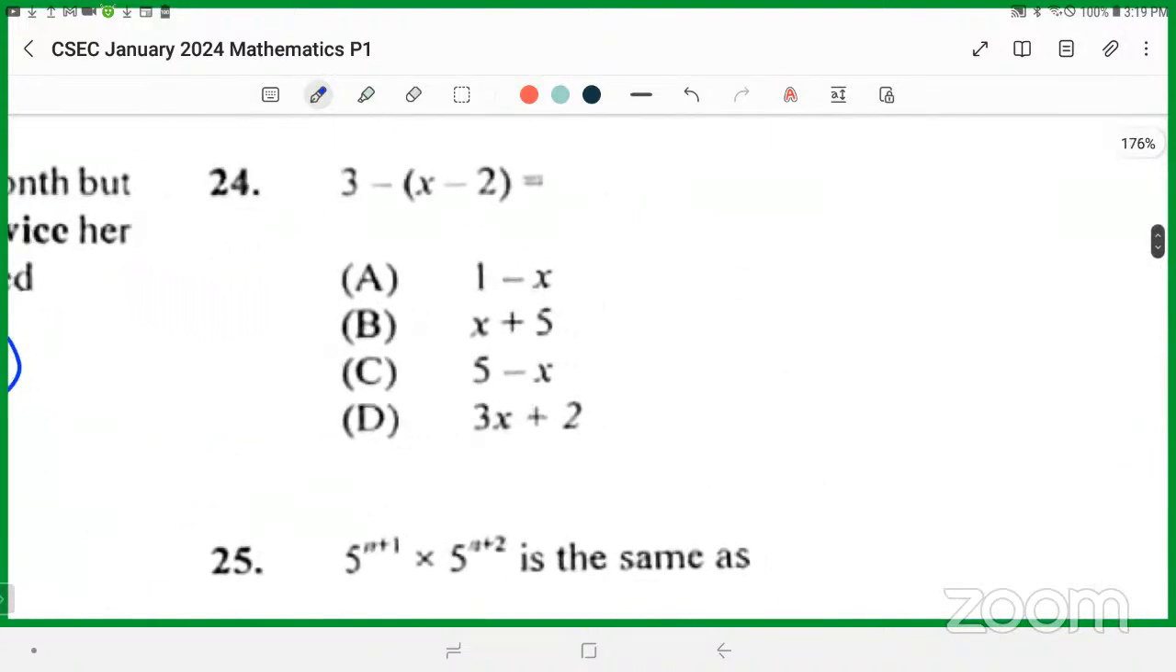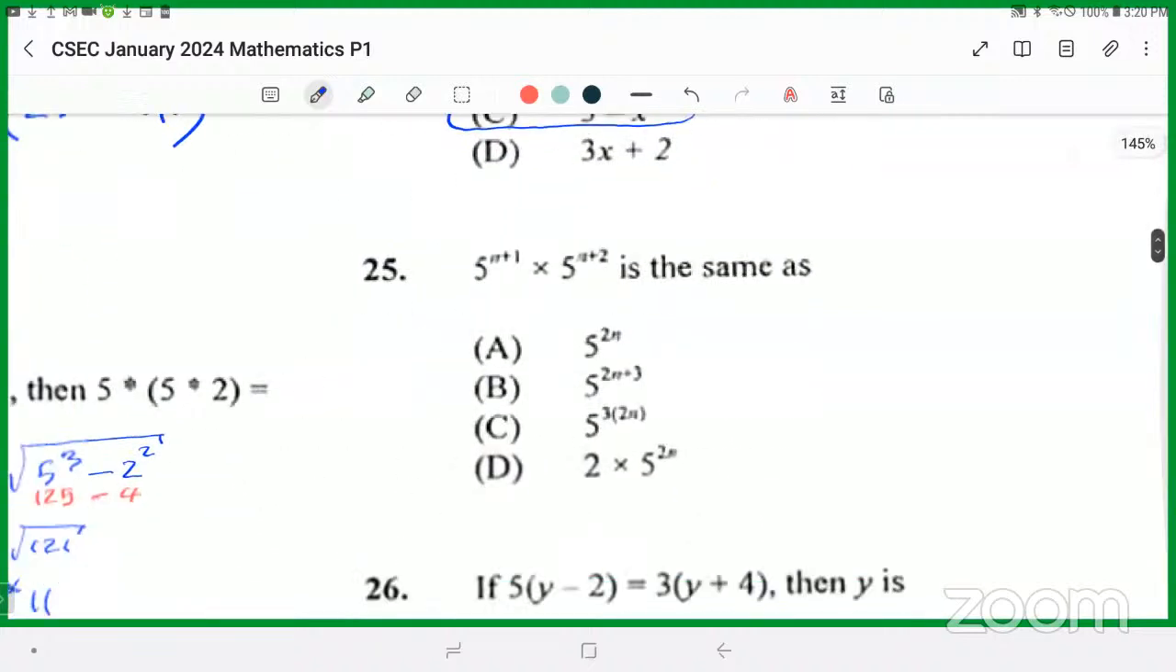Easy question, but careful. That's a negative and a negative. So it becomes 3, and they're going to expand this with minus. So first, you're going to get minus x, then a minus times this minus 2, it's a positive 2. Then the 3 and the 2 is 5. So it becomes 5 minus x, which is right here.